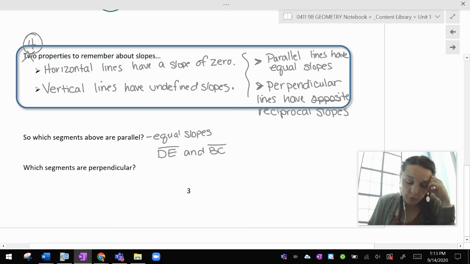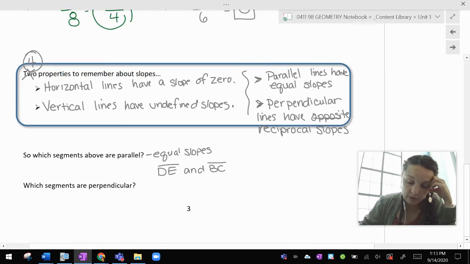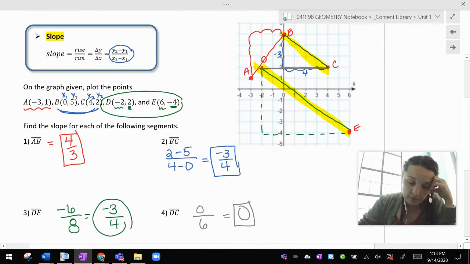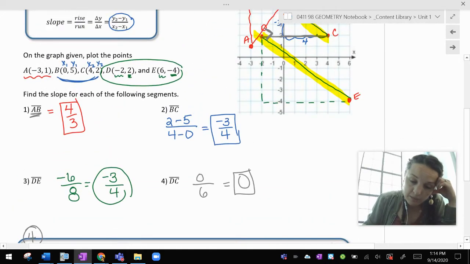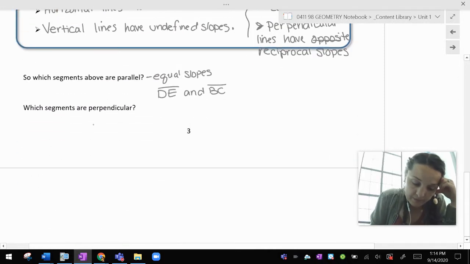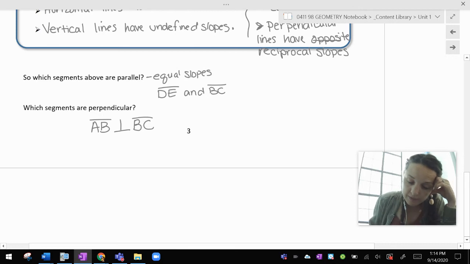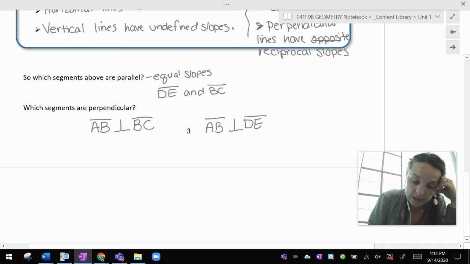And which segments are perpendicular? There's actually a two pair here. AB has a slope of 4/3, and AB would make a 90-degree angle with this one and with that one right there. It's perpendicular to both of those. So it would be AB and BC. AB is perpendicular to BC, and AB is also perpendicular to DE.